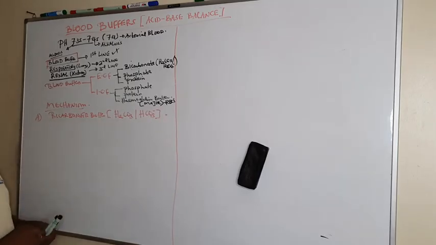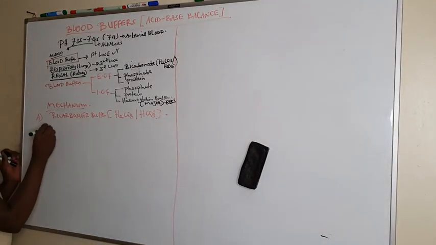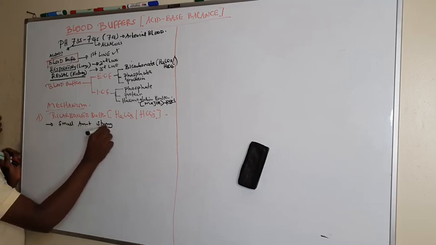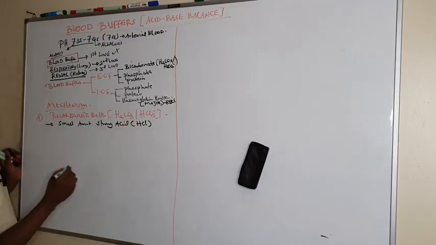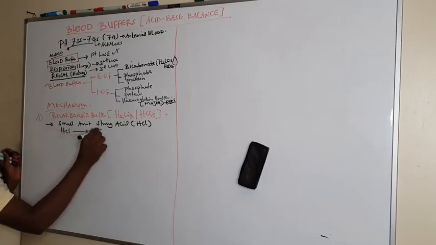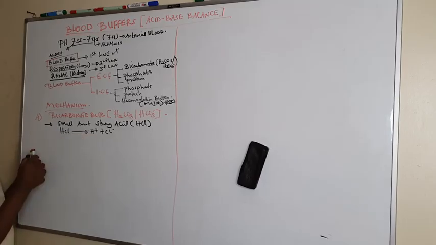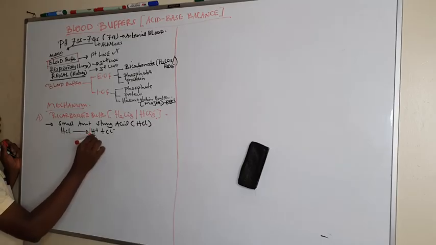If I have this buffer in the body, and there is anything that triggers the addition of a small amount of strong acid, let us look at its mechanism, such as hydrochloric acid. This hydrochloric acid is able to dissociate to give hydrogen ions and chloride ions, and these hydrogen ions formed are the ones that have the ability to decrease the pH. These can decrease the pH to go below, to be less than 7.35.